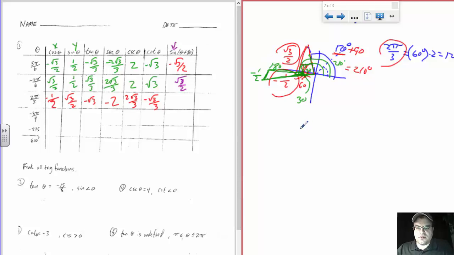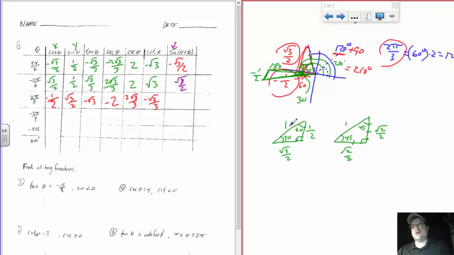Okay, and I keep talking about special triangles. I'm going to say this again. This is 30, 60, 90. This is a half. This is root 3 over 2. That's one triangle. The other one is the 45, 45, 90, which means it's an isosceles right triangle. This is 45. This is 45. So this is root 2 over 2. This is root 2 over 2. And the hypotenuse for both is 1. These are your two special triangles as they correspond to the unit circle.